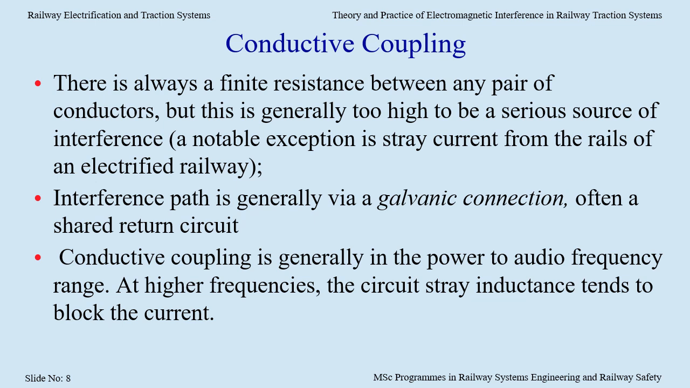Conductive coupling. There's always a finite resistance between any pair of conductors. This is generally too high to be a serious source of interference, a notable exception being stray current from the rails of an electrified railway. The interference path is generally via galvanic connection, i.e. solid metal to metal.